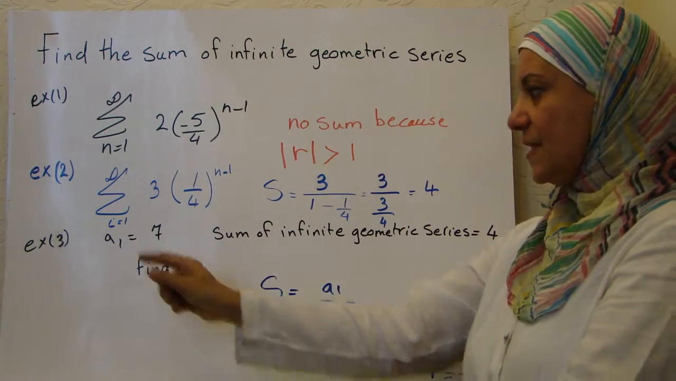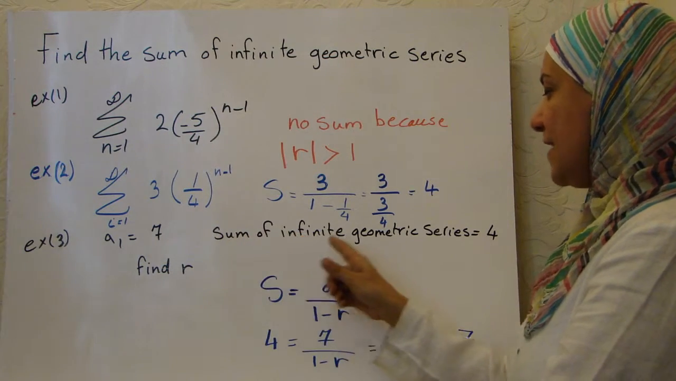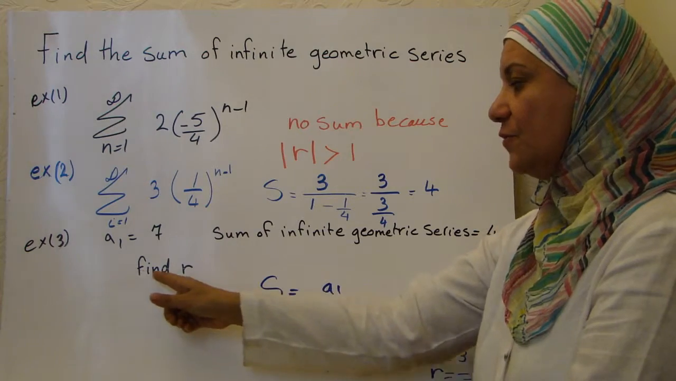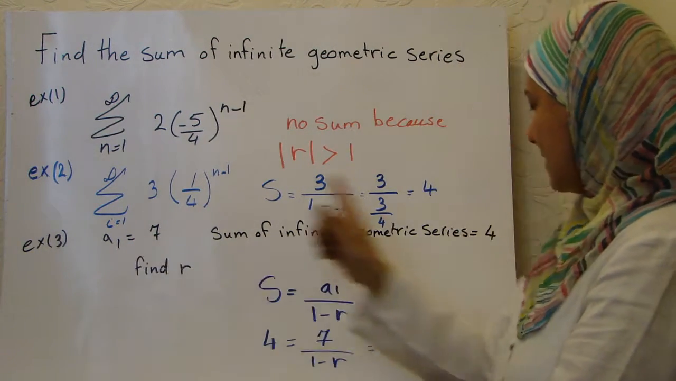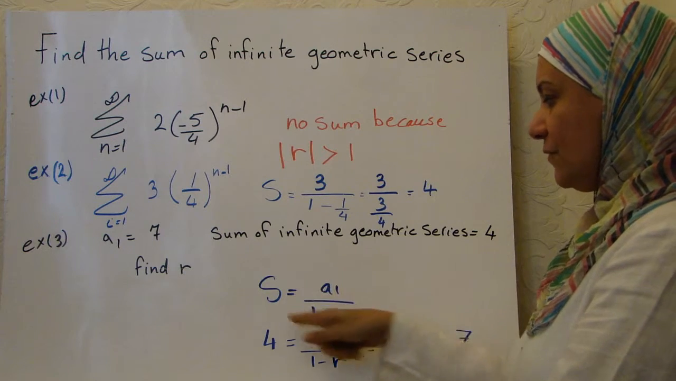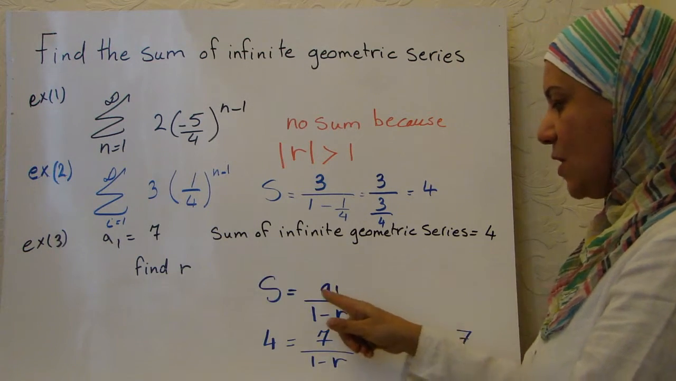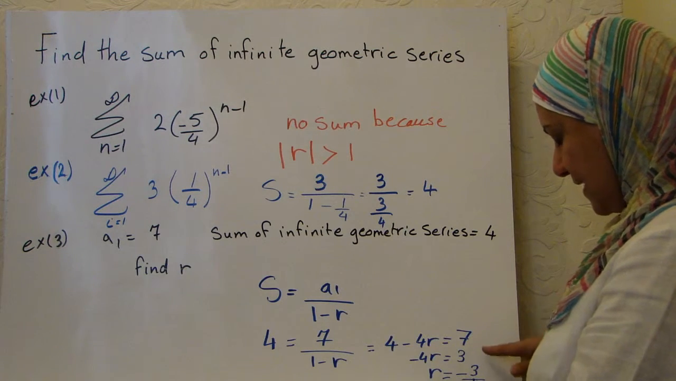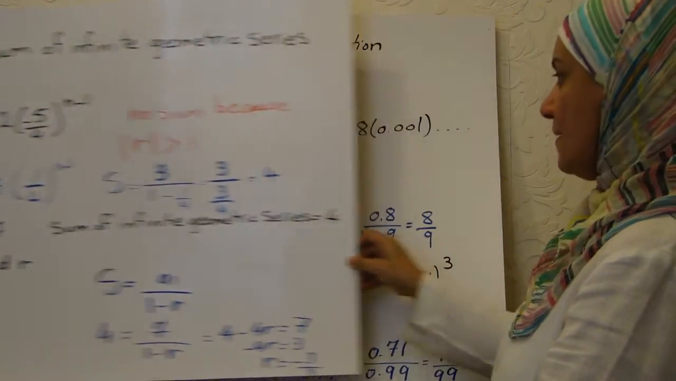Example 3. If I do have a1, and the sum of the infinite geometric series is 4, I don't know the r. I'm going to find the r by putting both answers, a1 and the S, into the rule. S is 4, a1 is 1, 1 minus r. By plugging them in, I'm going to have my answer as 3 over 4.